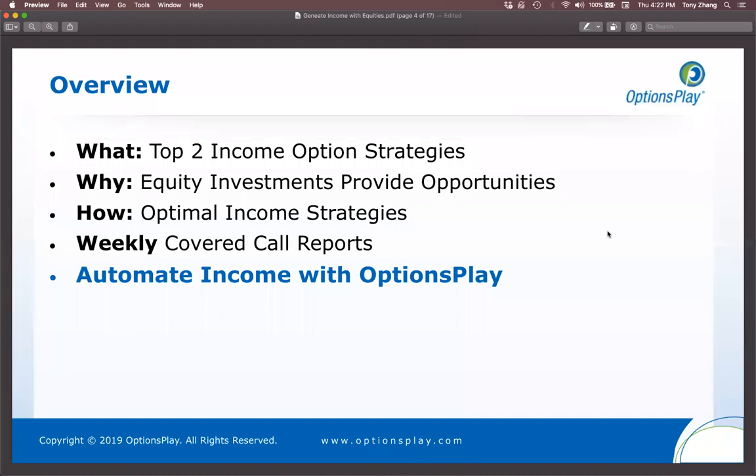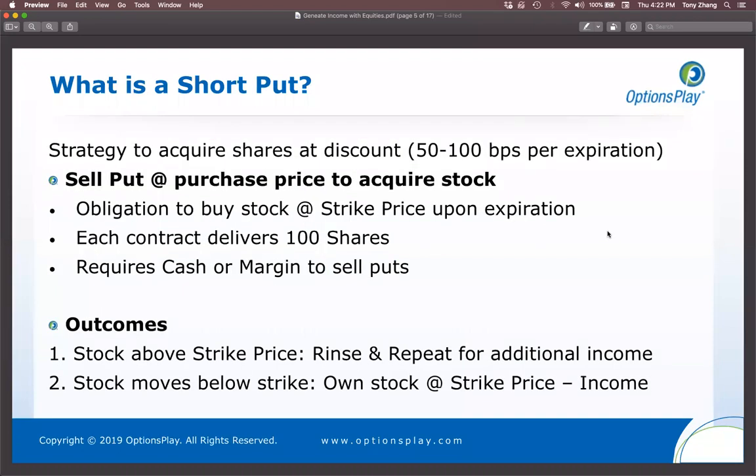So I think what I want to do is start off by talking about what is a short put, because a short put is a strategy that allows you to purchase the stocks that you want to own in your portfolio, whether they're a stock or ETF, but do so in a way that allows you to acquire these shares at a discount. So think about that. What if you can acquire every single stock or ETF that you own in your portfolio with a discount? What does that do for your portfolio?